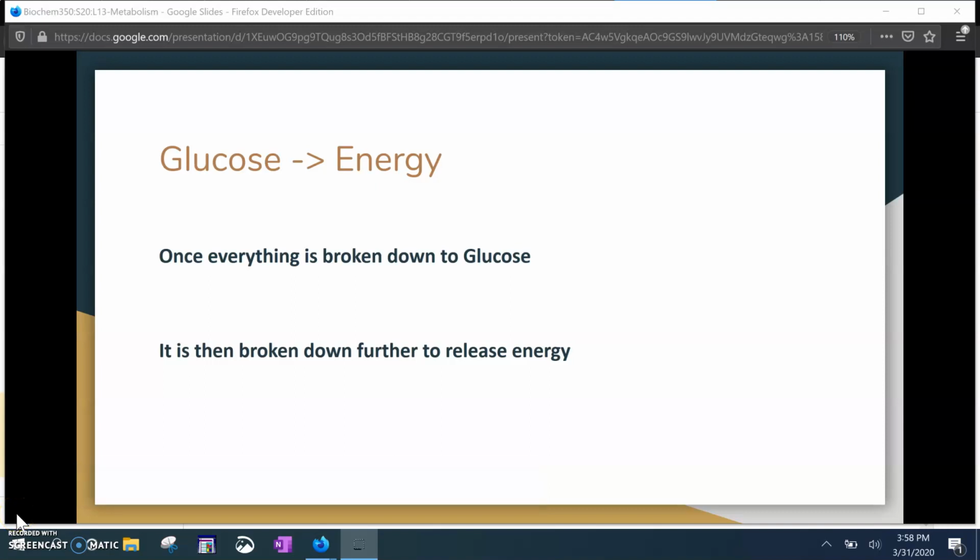In the last lecture, we talked about metabolism and the breaking down and digestion of food, specifically carbohydrates. So we broke down carbohydrates into smaller disaccharides and eventually monosaccharides, and eventually everything converged to glucose. So now once we have glucose, then what do we need to do? Well, we want to take glucose to energy. So glucose has to be further broken down in order to release the energy. And how this happens is through glycolysis.